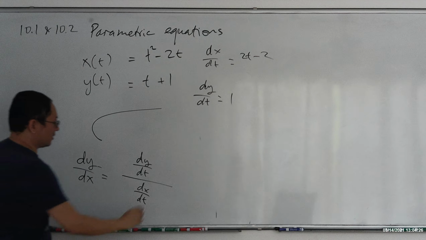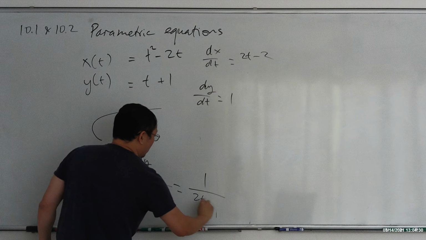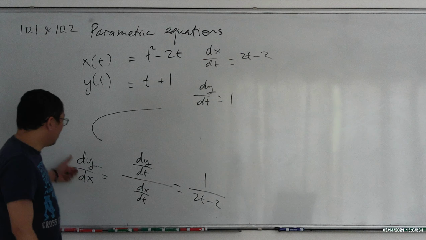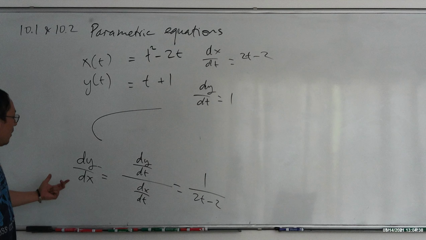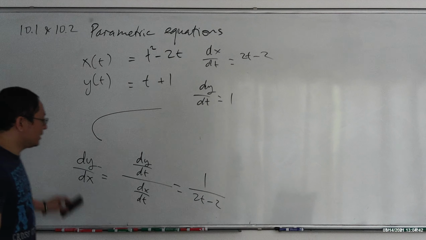Now you can bring it back to normal. This is 1 over 2t minus 2. And that depends on the value of t. You will have dy over dx, which is the slope of the tangent line. And then you find a point, you have a slope, you have a tangent line. Okay? So this is dy over dx.